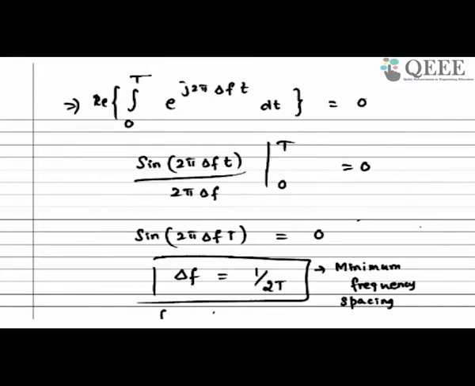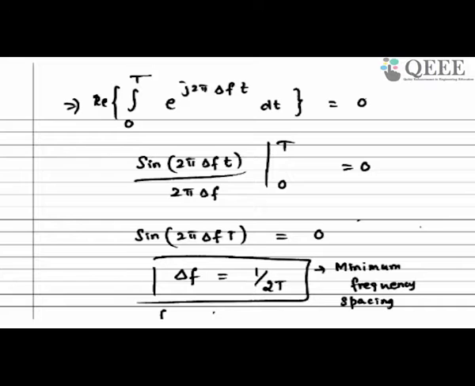It means that the spacing delta f should be half the symbol rate. So 1 by T is the symbol rate. The spacing between the frequencies should be 1 by 2 times the symbol rate. So this is the minimum frequency spacing needed between these frequencies you choose for frequency shift keying. The spacing should be such, 2 times T, so that these frequencies are orthogonal.